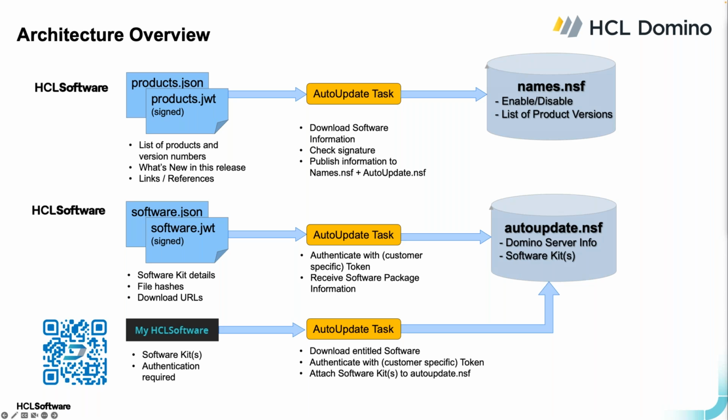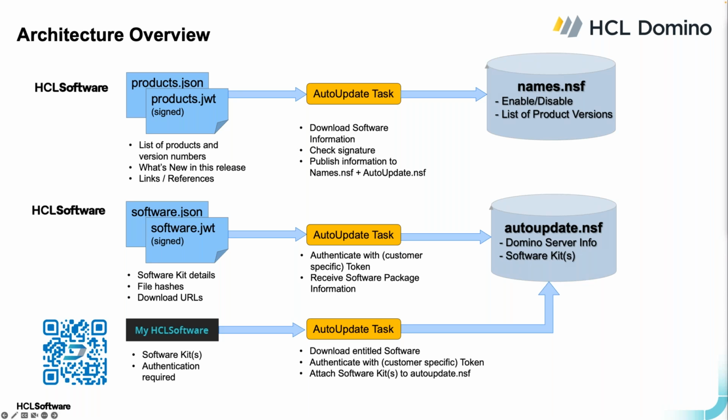So this is sort of a recap. I'll just go through it really quickly one last time. So the products: what are the latest products that are available? That information is contained in the products.json or JWT. We use JSON Web Tokens with signatures so we can verify the information, but you can also directly access it as a JSON file. That's what gets brought down by the auto update task, and pushed to the names NSF and also to the auto update NSF, indicating the latest versions of available software.